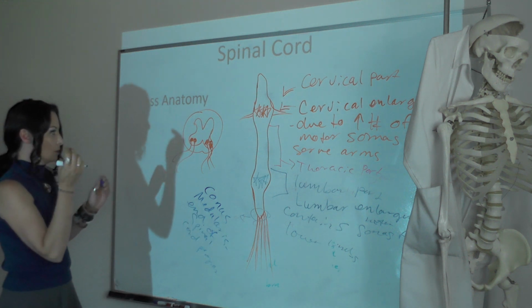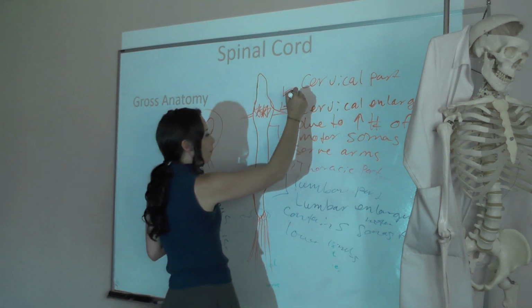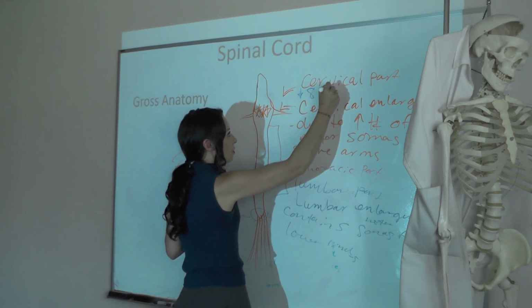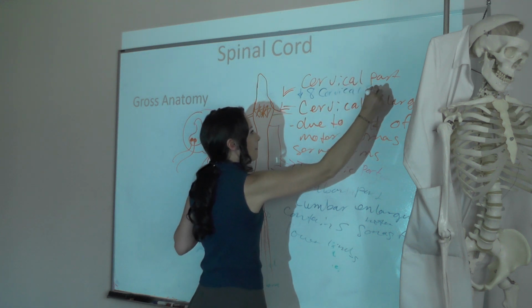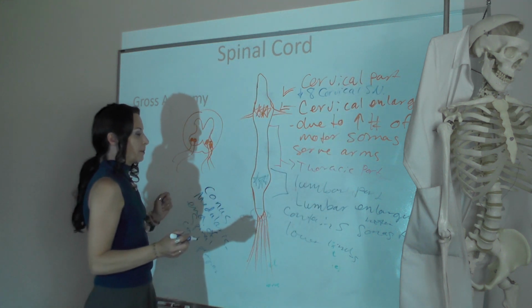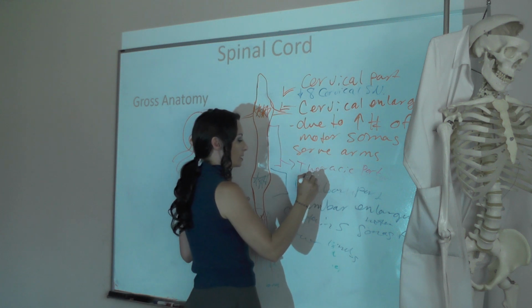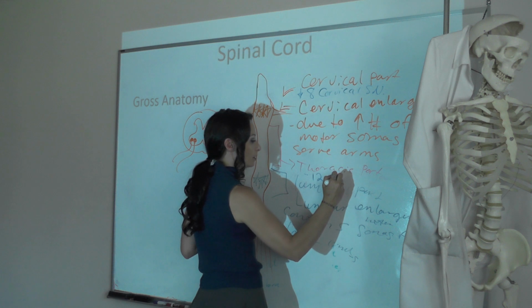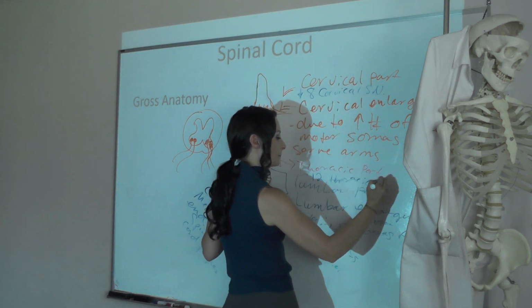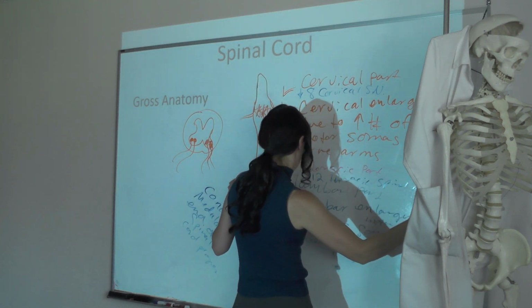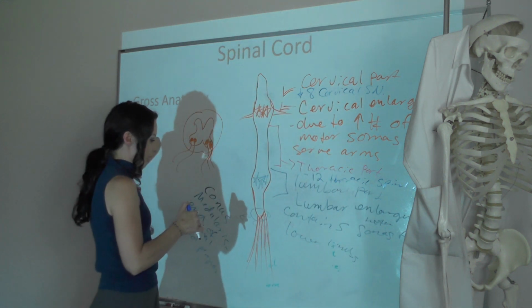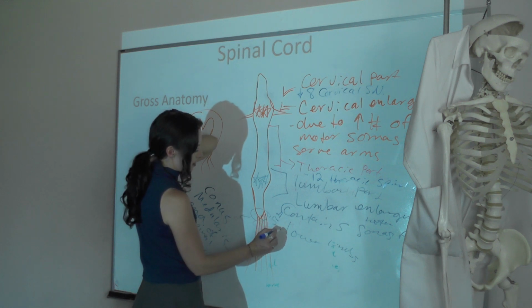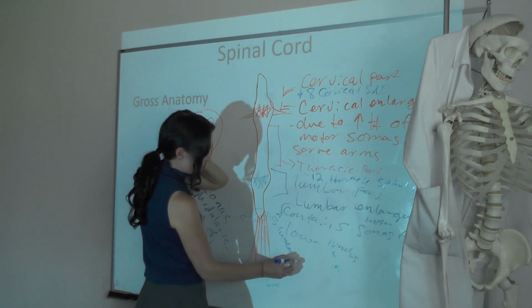So what's going on here? If I look at the cervical part of the spinal cord, it's going to give rise to 8 cervical spinal nerves. If I look at the thoracic part of the spinal cord, it's going to give rise to 12 thoracic spinal nerves. If I look at the lumbar part of the spinal cord, it's going to give rise to 5 lumbar spinal nerves.